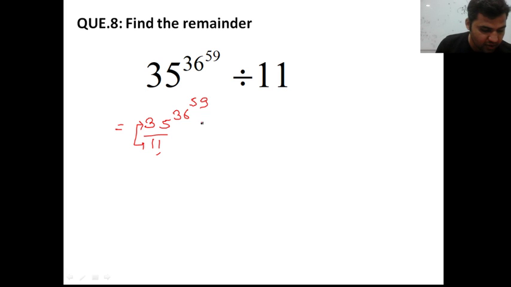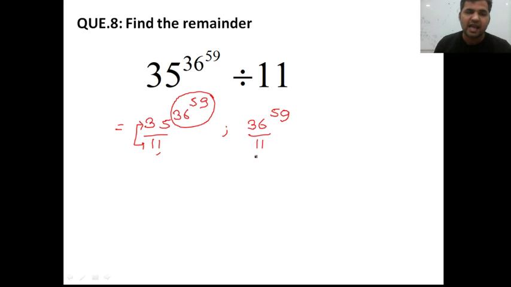4 is also a wrong answer, Rajan. 36 power 59, right? What is the Euler number of 11? Euler number of 11 is 10. So after this, we will divide the power with 10 and find out the remainder, and that remainder will replace this power. This is the concept of Euler remainder theorem that we have already discussed, that from the power you are supposed to remove the multiple of Euler number of 11. The Euler number of 11 is 10.